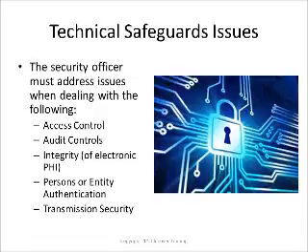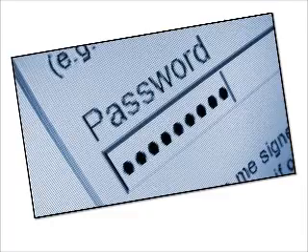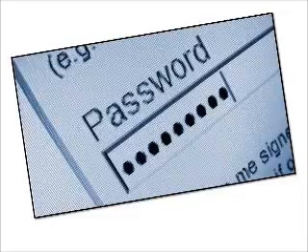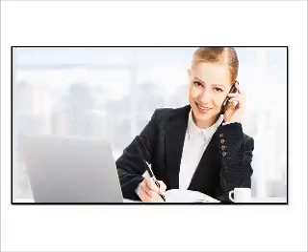So let's first talk about access controls. This prevents unauthorized people from entering the information technology systems. Several methods to regulate access include a personal identification number or PIN, a password system, a biometric identification system such as a fingerprint or iris scan, or a telephone callback system to verify the user who's trying to gain access.